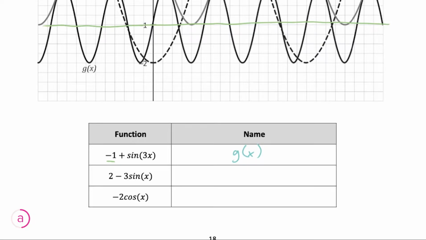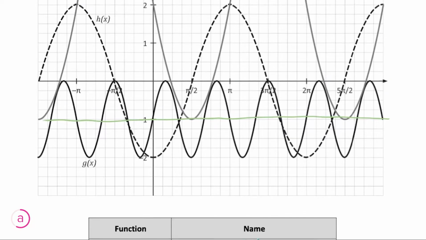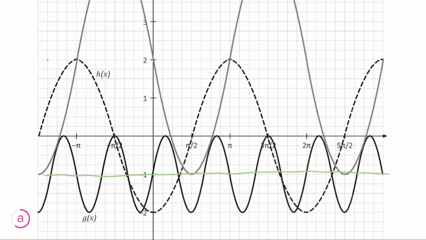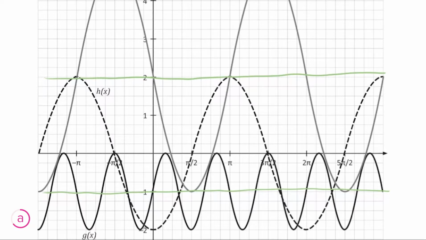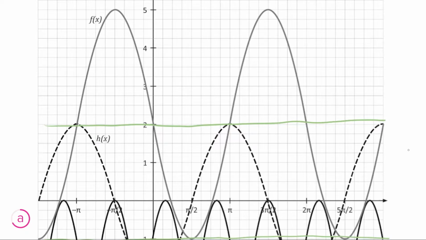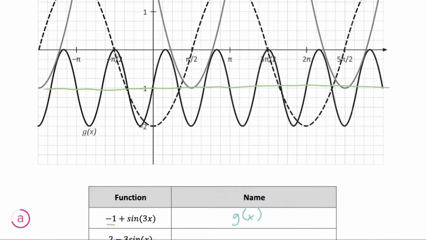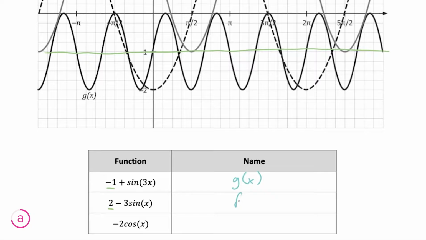is g of x. Again, with the second one, this number out front means that the center line is going to be at 2. If we draw a rough line at 2, we see clearly that the function f of x has a center line at 2. So therefore we can conclude that the second function is equal to f of x.